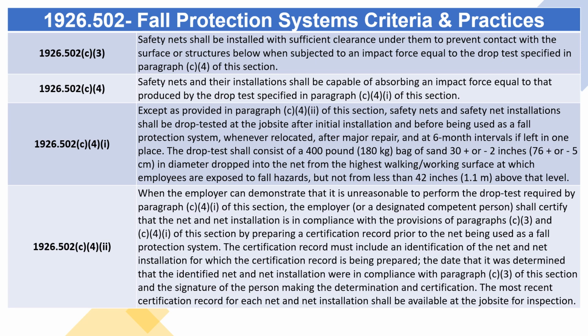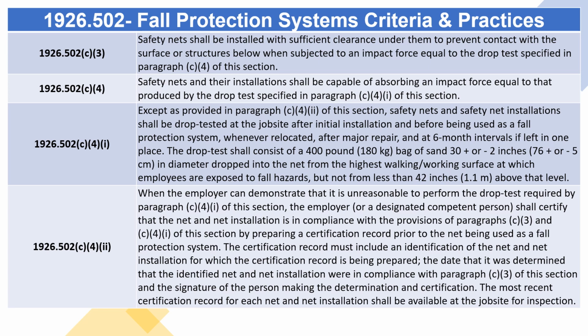1926.502(c)(4)(ii). When the employer can demonstrate that it is unreasonable to perform the drop test required by paragraph (c)(4)(i) of this section, the employer, or a designated competent person, shall certify that the net and net installation is in compliance with the provisions of paragraphs (c)(3) and (c)(4)(i) of this section by preparing a certification record prior to the net being used as a fall protection system.